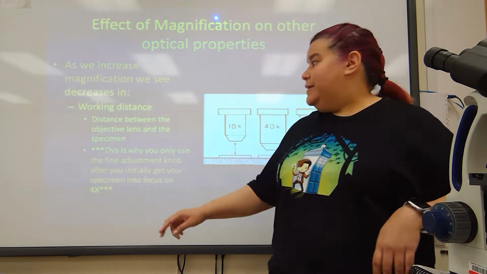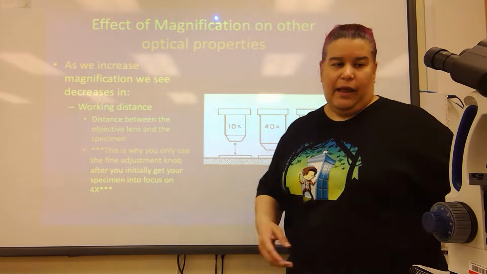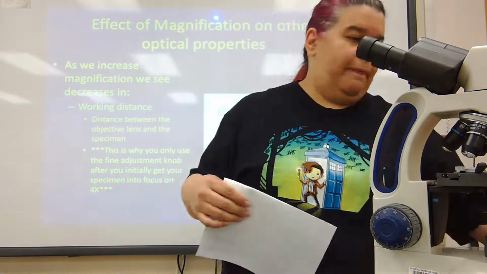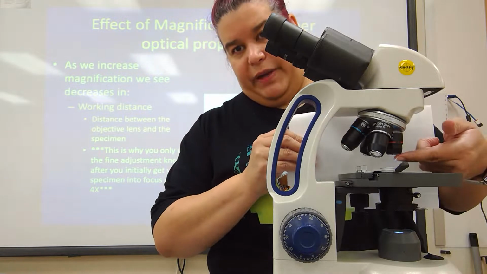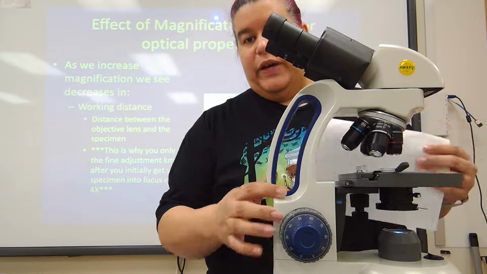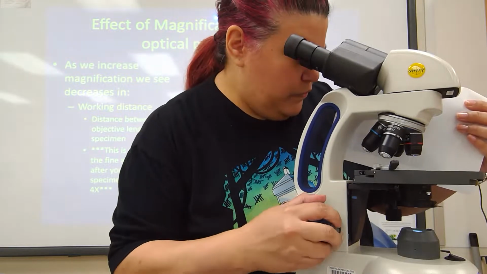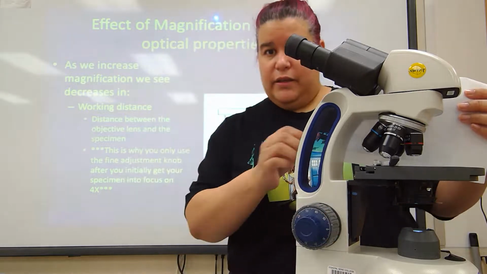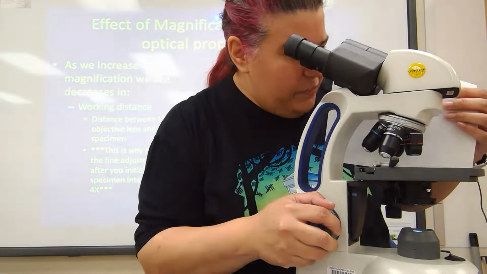Working distance is the distance between the bottom of my objective and the top of my slide. So if you look, there's the bottom of my objective. This is the top of my slide. When you bring an object into focus, that working distance usually decreases. So now it's not here, it's up here. Okay?